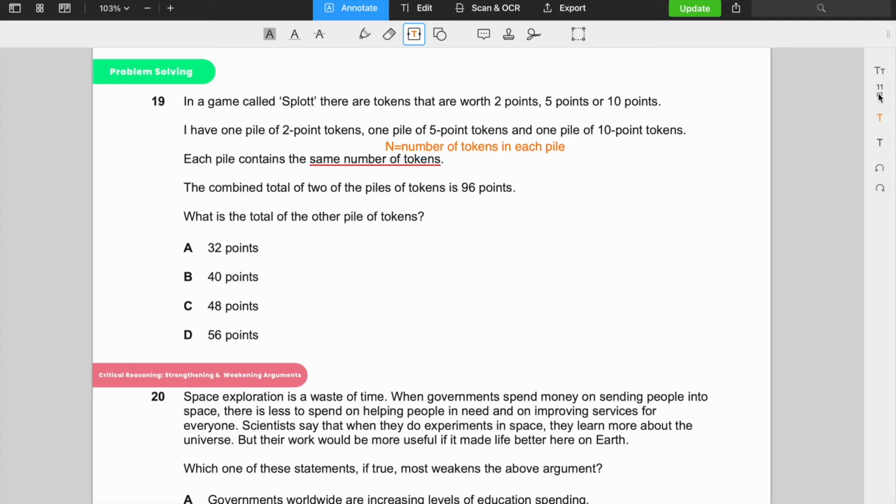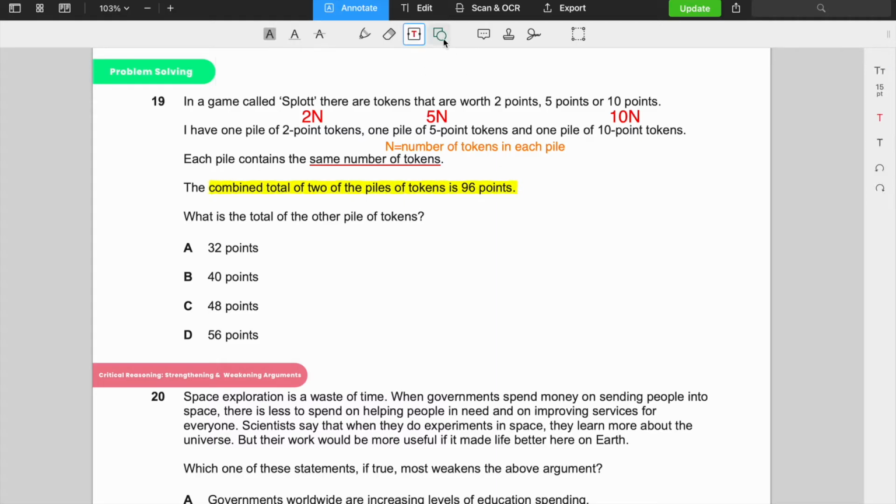Let's just work out a formula for the value of the token. So for the 2-point tokens, we will have the number of tokens, which is n, times 2 points. So that pile is going to have a value of 2n, or 2 times n. As for the pile of 5-point tokens, it's going to be 5 points times the number of tokens. And we're going to use n again because each pile has the same number of tokens. And n is just an arbitrary figure that we've given for the number of tokens in each pile. And then for 10 points, it's just 10n. So it says the combined total of 2 of the piles of tokens is 96 points.